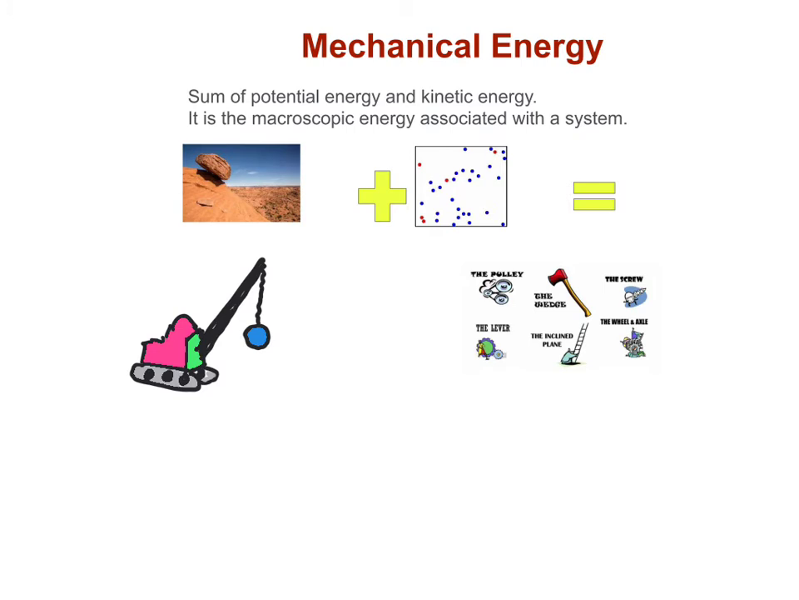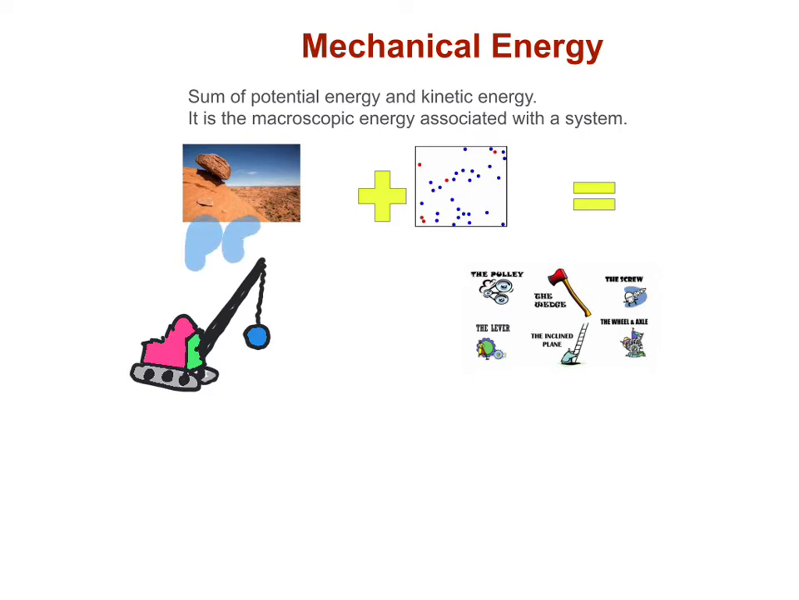So at this point, we probably should talk about what mechanical energy is. Well, mechanical energy in physics is a term used to describe the sum of potential and kinetic energies. And it's a macroscopic energy associated with a system. So when a system is able to move, there is mechanical energy. And mechanical energy is the ability to do work. And this is sometimes seen as the total energy in many systems. And we have a couple of examples here.